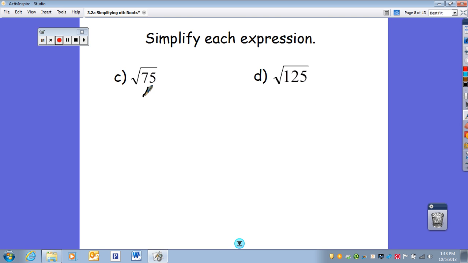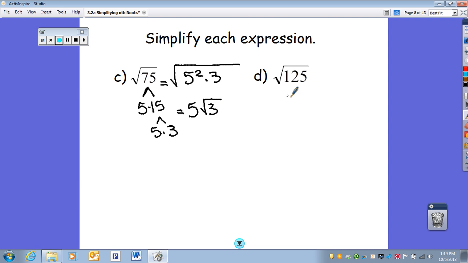Let's simplify these expressions. So we have the square root of 75. So we know that 5 goes into 75, and it goes in there 15 times, so we have 5 times 15, and then we have 5 times 3. Rewriting our radical with our factor pairs, we have 5 squared times 3. A square and a square root are opposite operations, so we know that the 5 comes out and the 3 needs to stay under the radical.